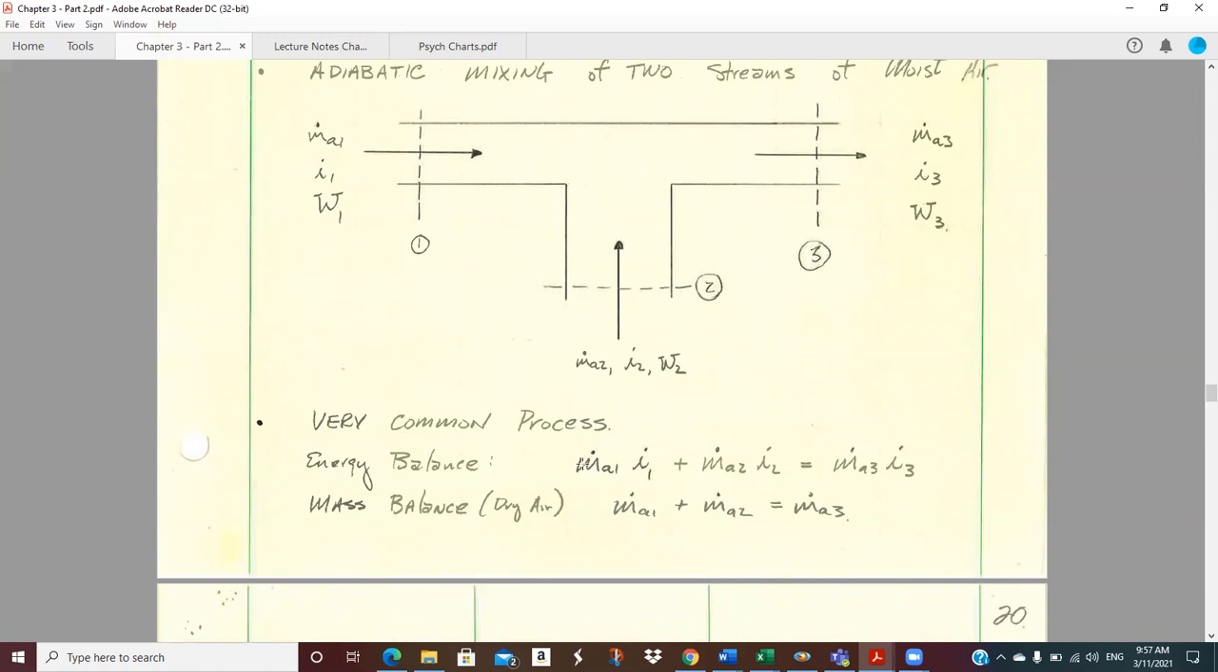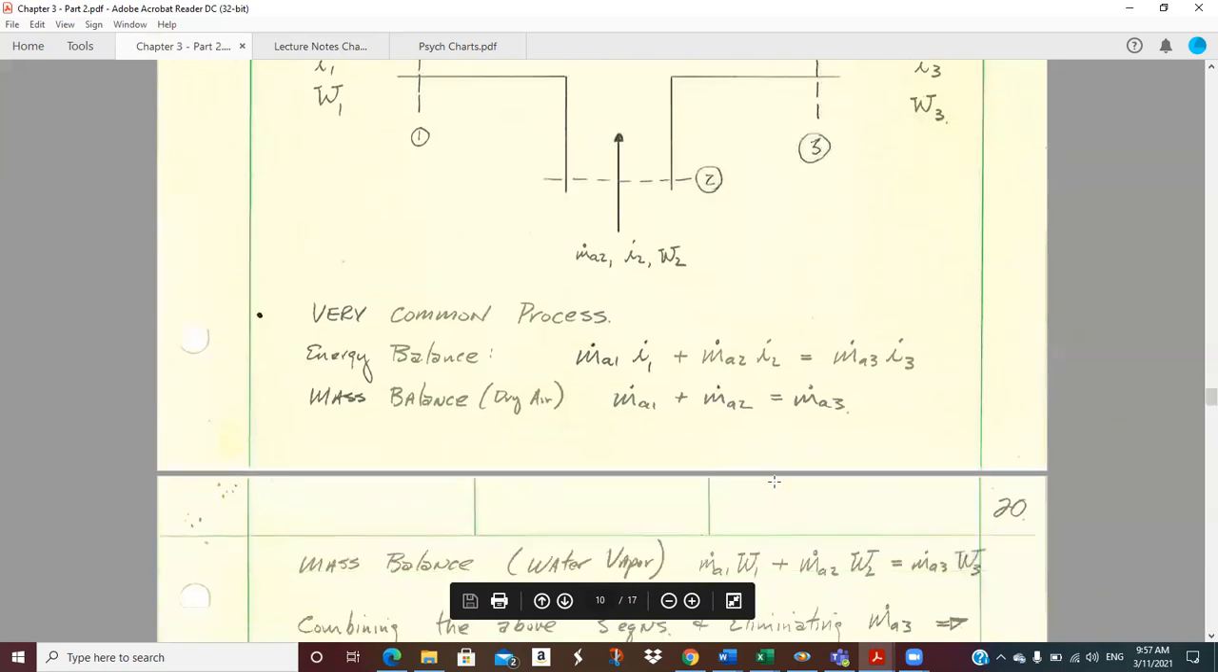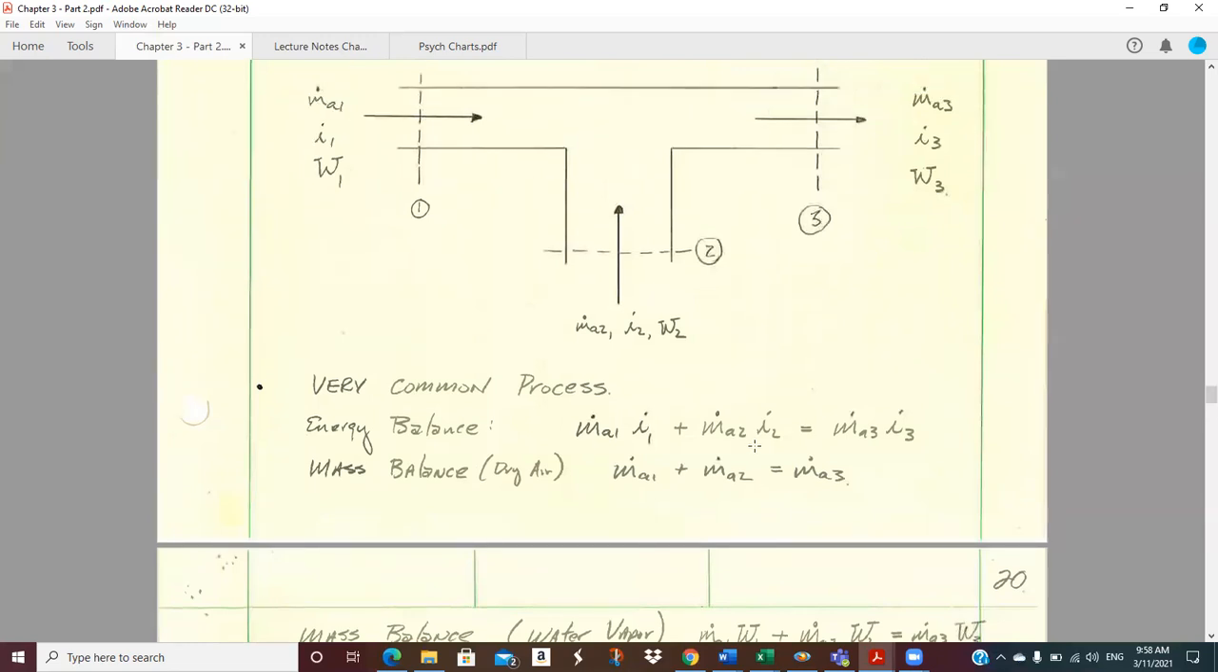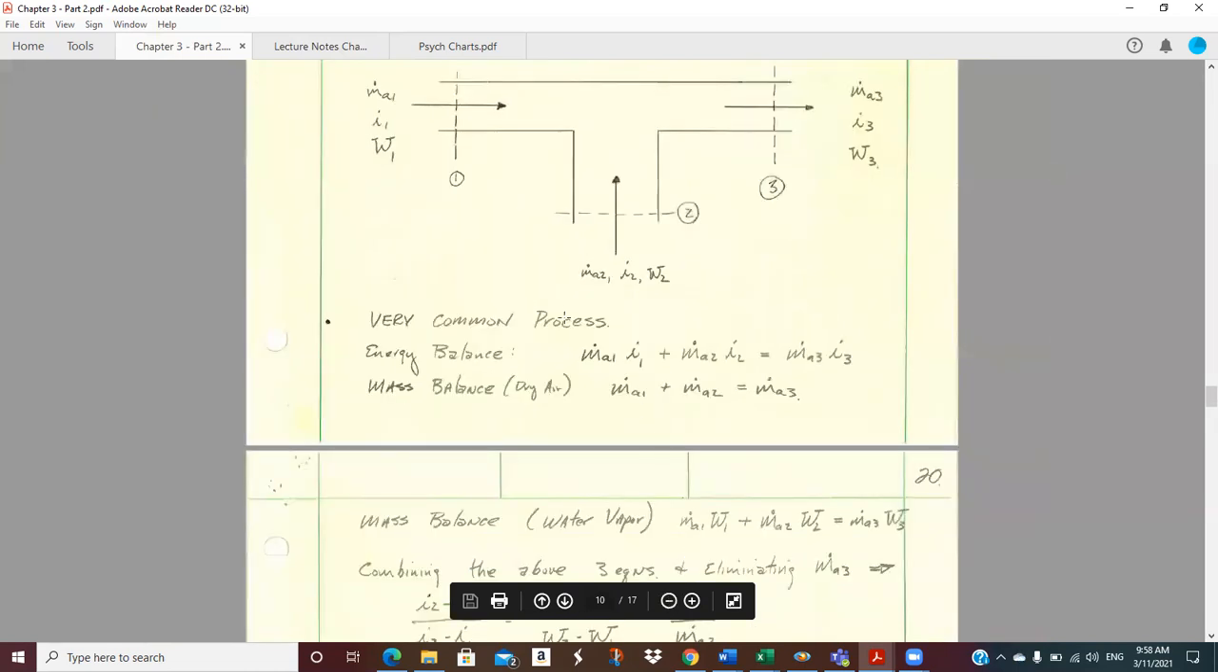So energy balance, the mass flow rate of dry air at one times the enthalpy at one, that's coming in. The mass flow rate of dry air at two times the enthalpy at two, that's coming in. They mix, and we got the mass flow rate at three times the enthalpy at three leaving. So coming in and leaving. And then like we said, mass flow rate at one plus mass flow rate at two equals mass flow rate at three. Very simple. We can do the water balance. Let's see if I can get all that on the screen at once. Pretty close, not quite. I guess I could make it one smaller. By golly, then I can get it all on screen at once.